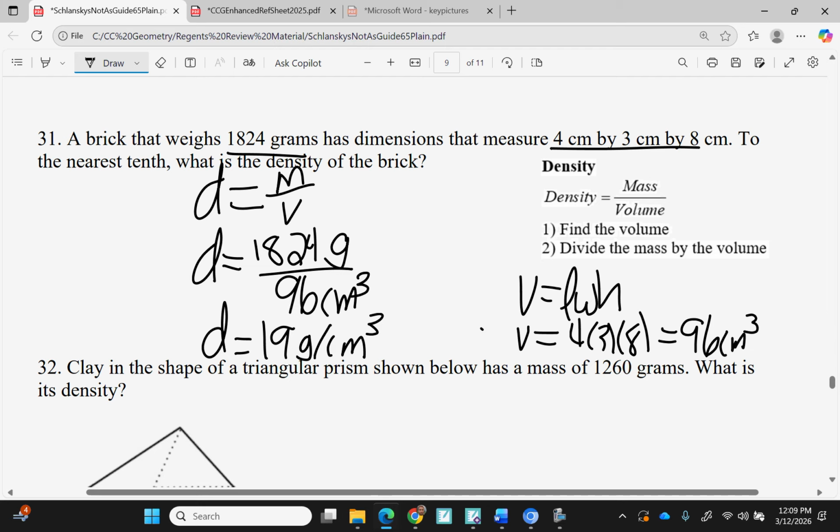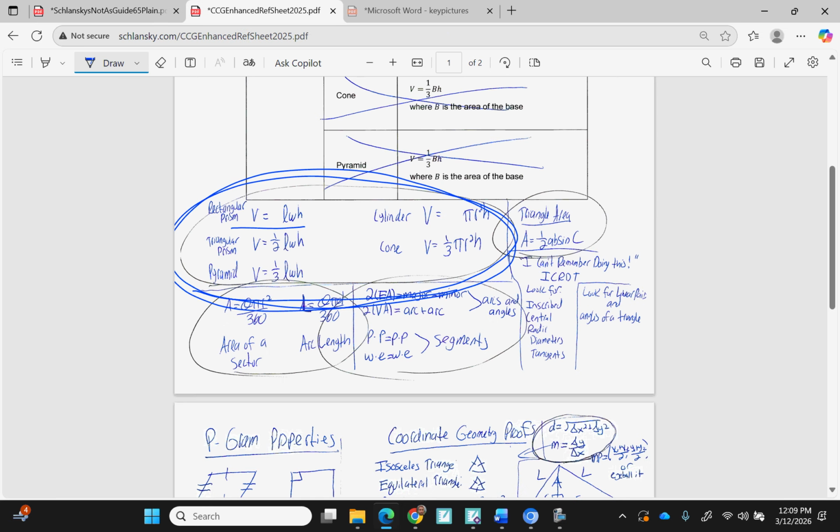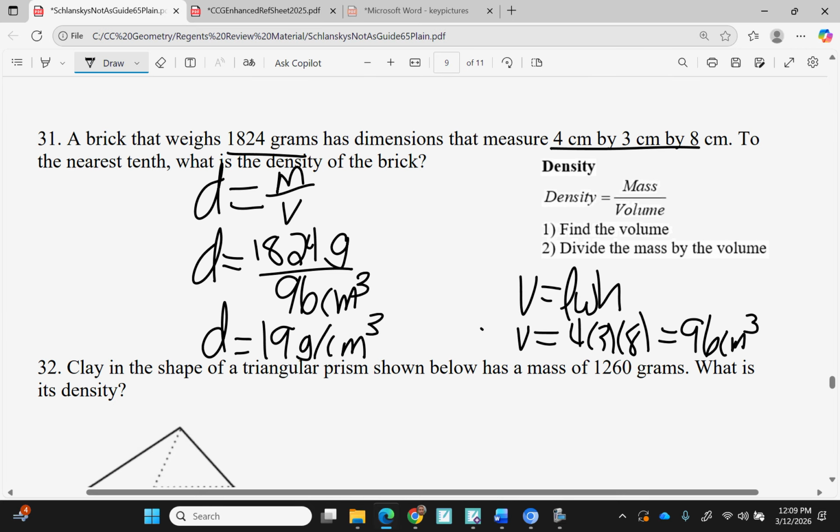We talked a lot about volume in our Schlansky's Guide to 65. We'll talk about it more in our Schlansky's Guide to 85. You have to be able to find your volume by building your volume formulas. And then from there, you use the appropriate formula, you find your volume. For density, it's mass over volume. So once you have your volume, you just put the mass over it and divide.